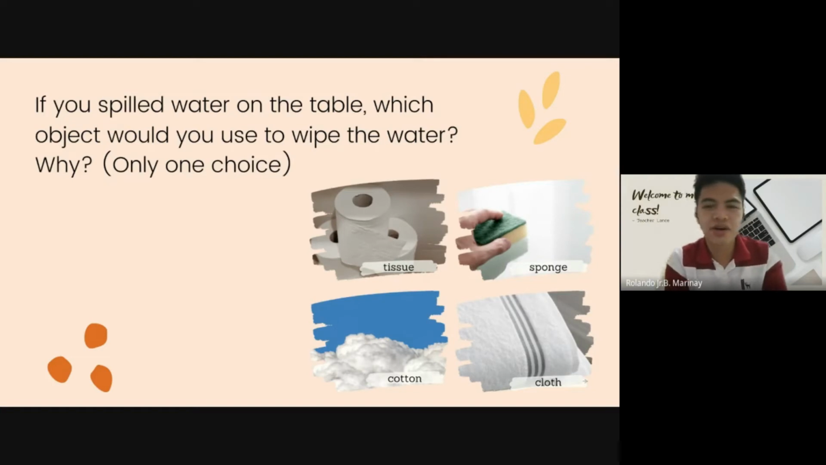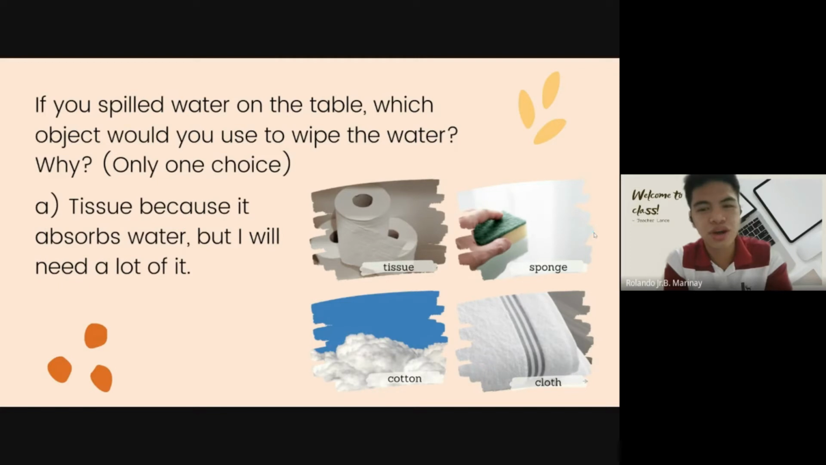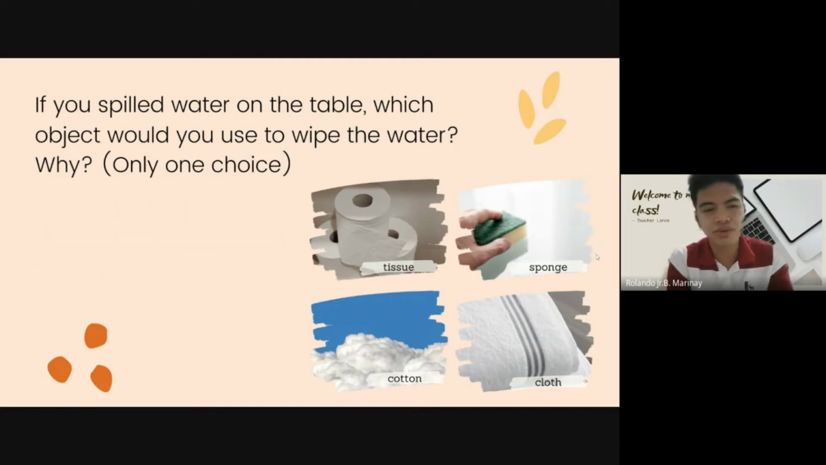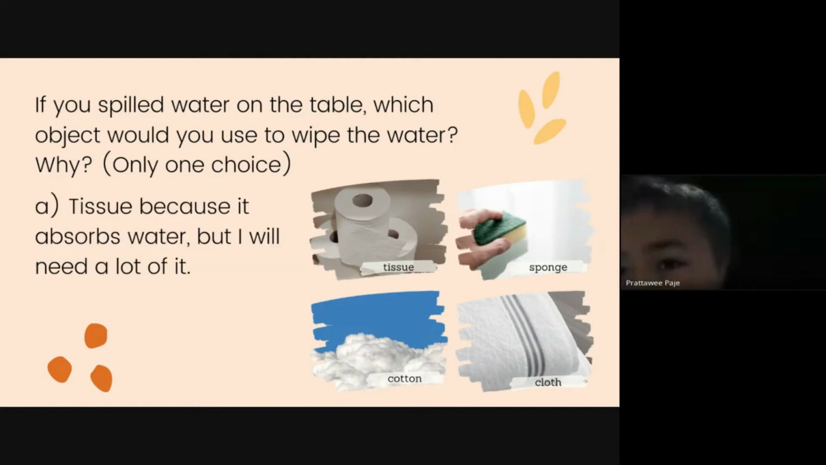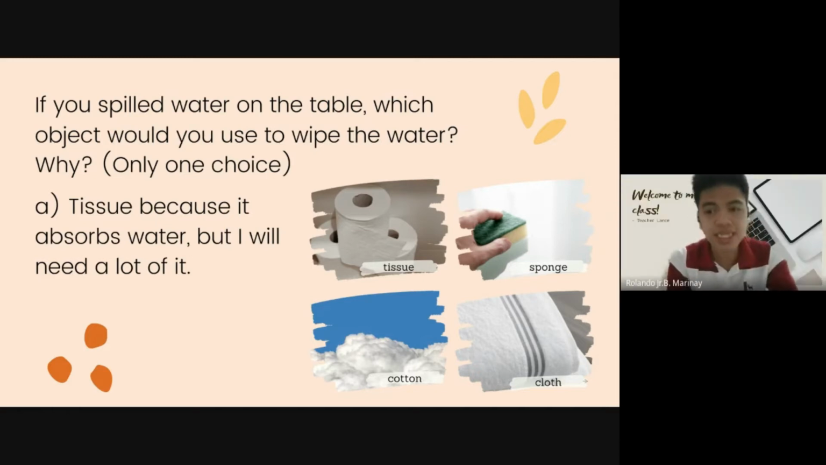Okay, so we may write different answers. You can write it in your book. On page 90, write tissue, sponge, cotton, or cloth. Get only one. Write only one. Finish? Write it in your book. Any answer will be considered. And then we have here some reasons. If you pick tissue, why would we use tissue? Page 90, everybody.